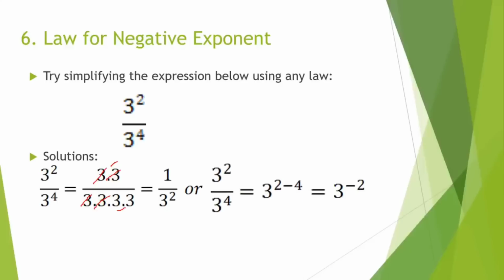And using another method, which is the law for the quotient of a power. So we've learned that if the bases are the same, we simply copy the base, which is 3, and then subtract our exponent. So 2 minus 4 is equal to negative 2. From those two solutions, we can say that 1 over 3 squared is actually equivalent to 3 raised to negative 2. So that is actually what the law for negative exponent tells us.